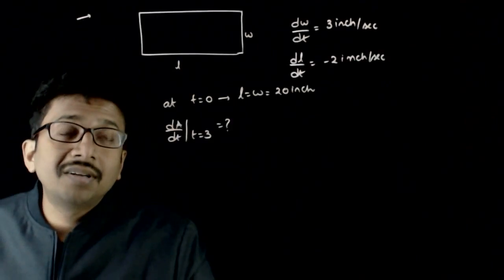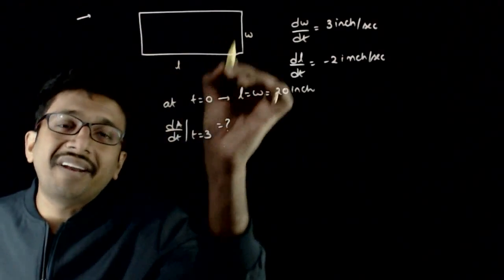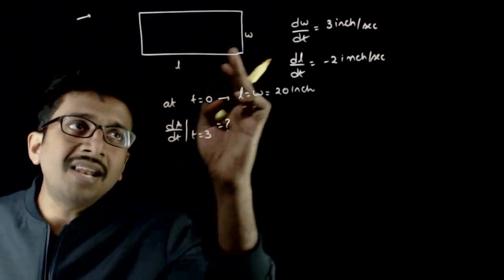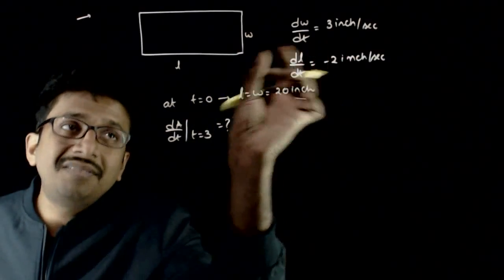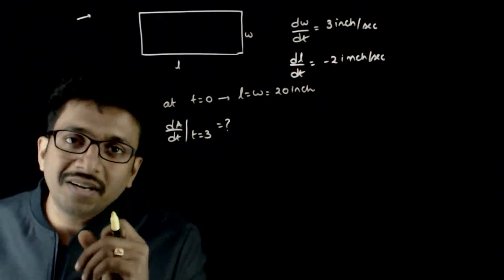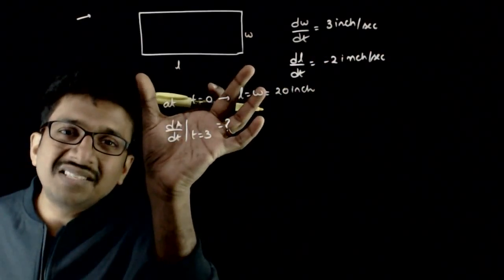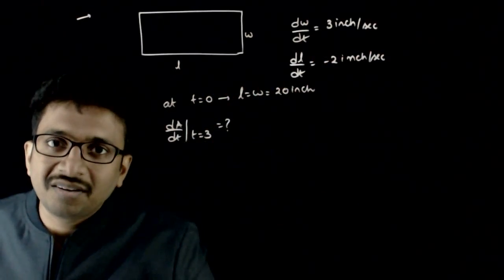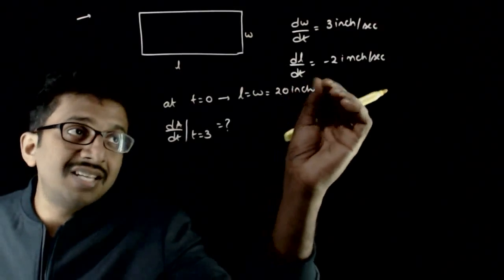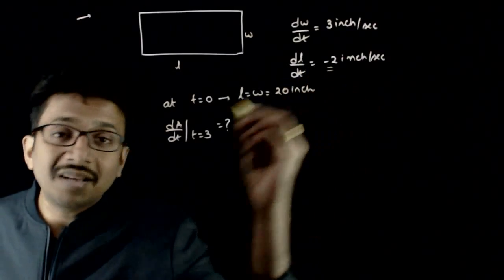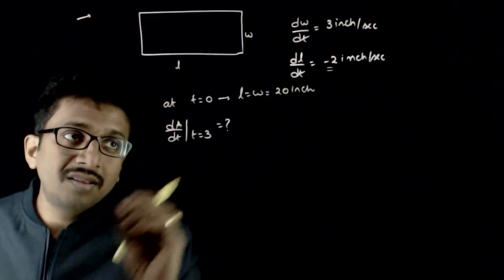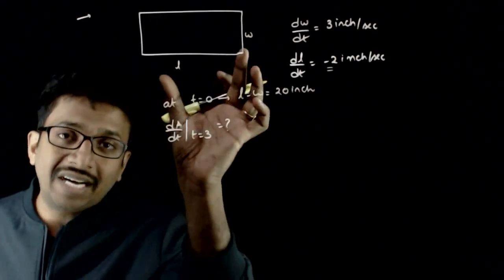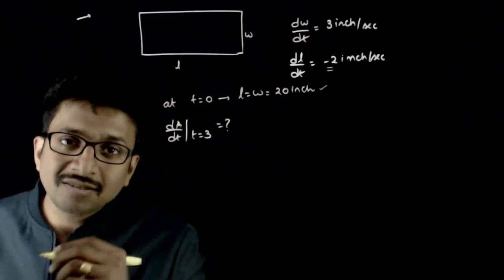Welcome students. In this question, you're given a rectangle whose length is L and width is W. The rate at which the width is increasing is 3 inches per second, and the rate at which the length is decreasing is minus 2 inches per second. The length is decreasing, that's why dL/dt is taken as minus 2. At one instant, the length and width of the rectangle are both 20 inches.